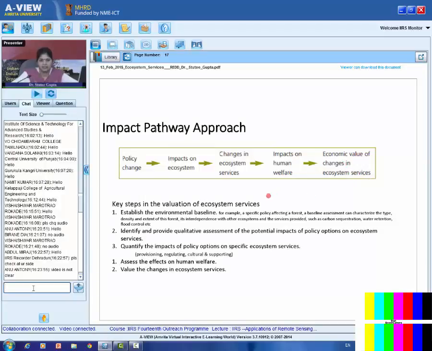Based upon that, the economic value of changes in the ecosystem services is assessed. So the primary step in this pathway is to establish the environmental baseline. Once the baseline is established, we can identify and provide a qualitative assessment of the potential impact of policy options on ecosystem services. Once the qualitative assessments are made, we can quantify the impact of policy options, and then assess the effect on human welfare and value the changes in ecosystem services.